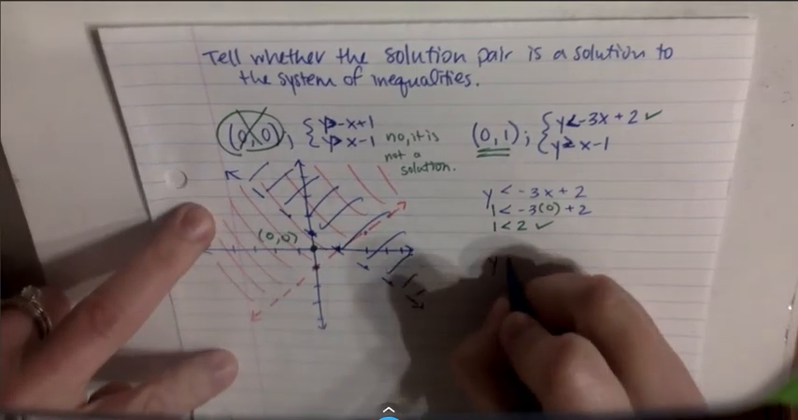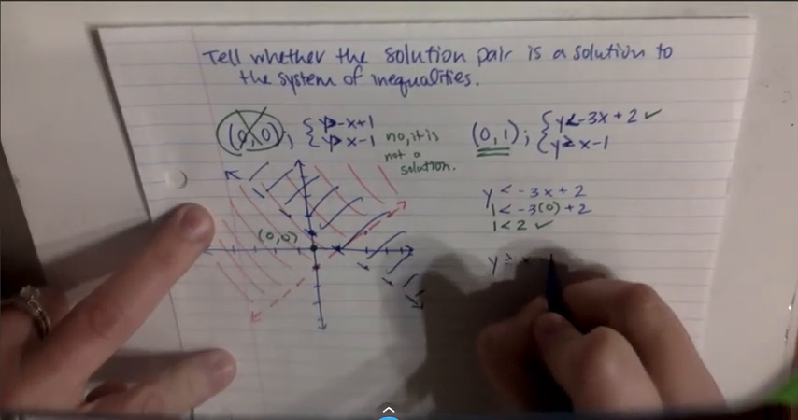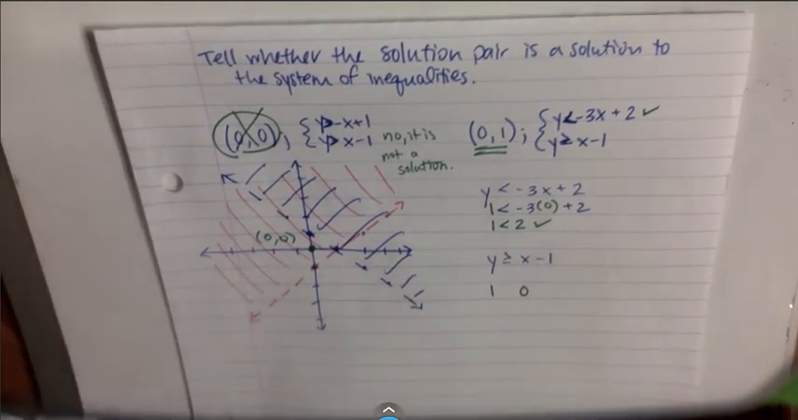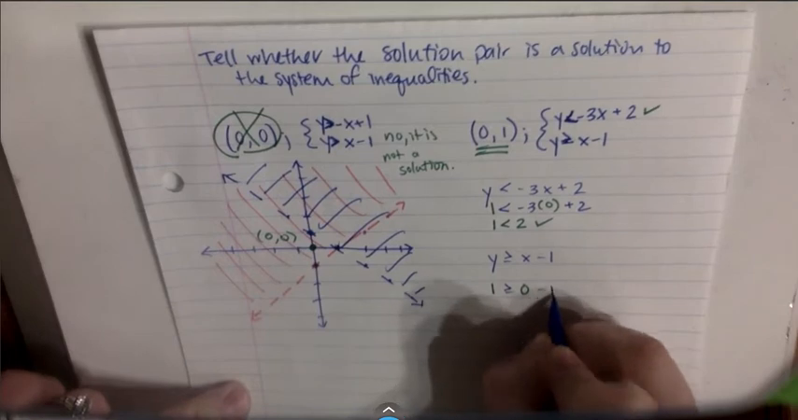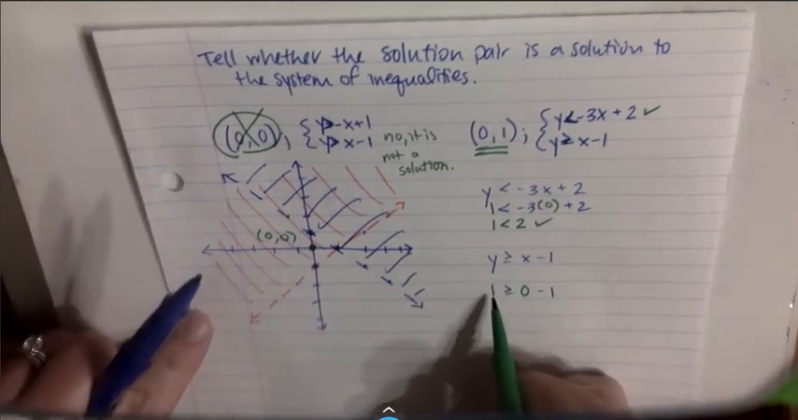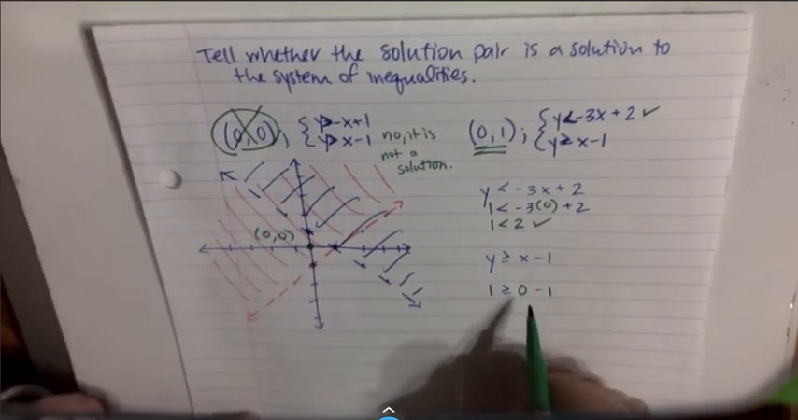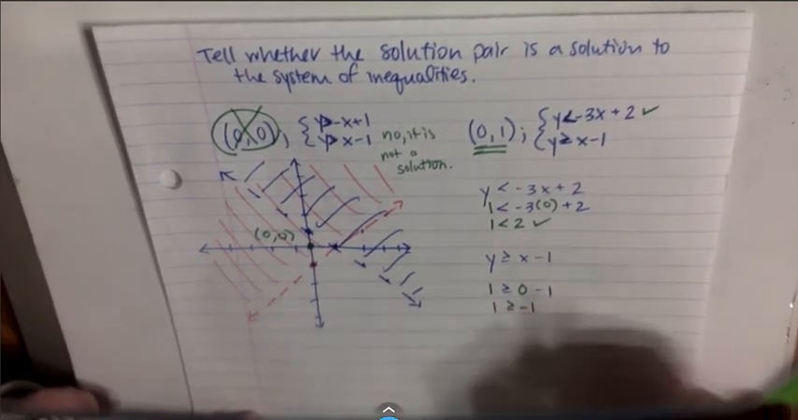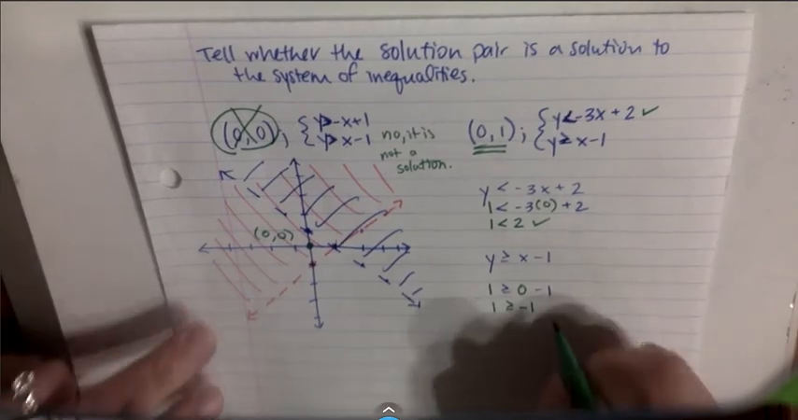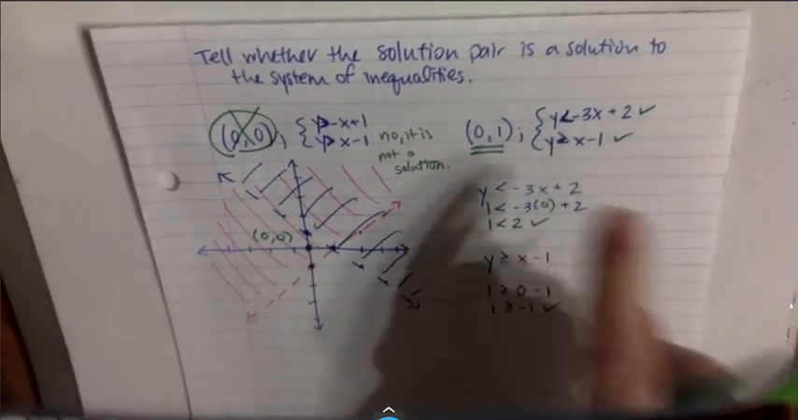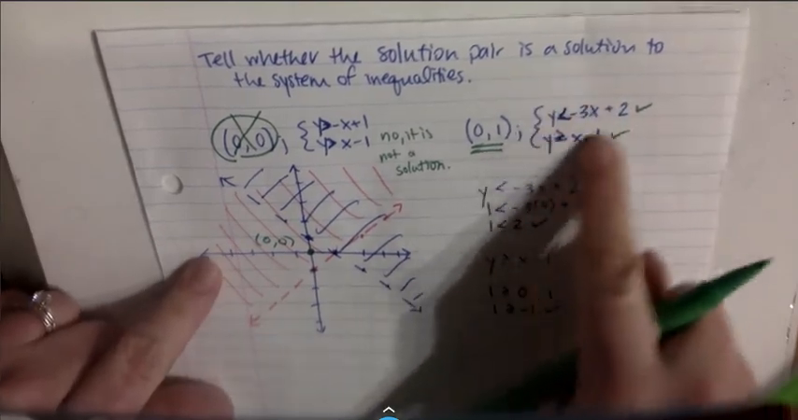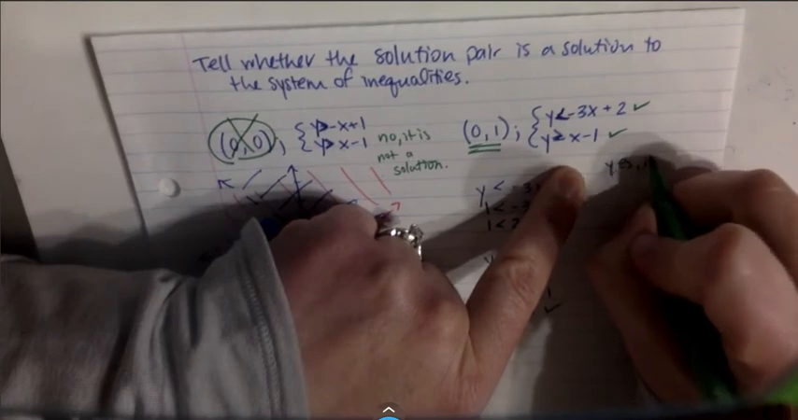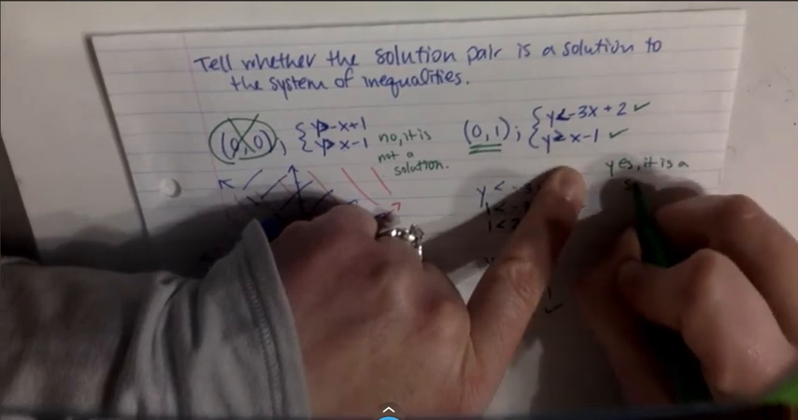We have y is greater than or equal to x minus 1. Again, we have the point 1, 0 in there, so I'm going to add in my values. So 1 is greater than or equal to 0 minus 1. 0 minus 1 is negative 1. So 1 is greater than or equal to negative 1, which again is a true statement. So yes, this point is a solution for both of these inequalities. So yes, it is a solution.